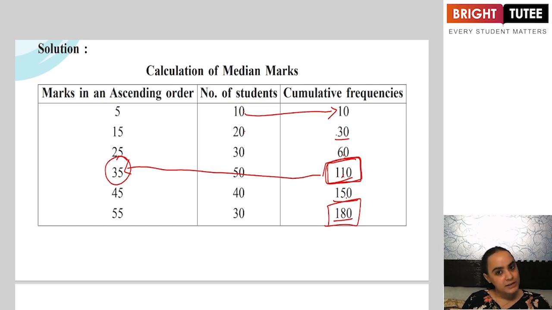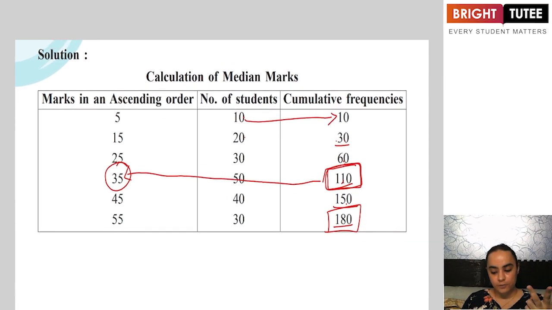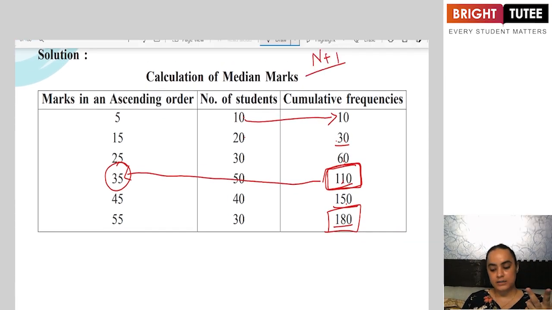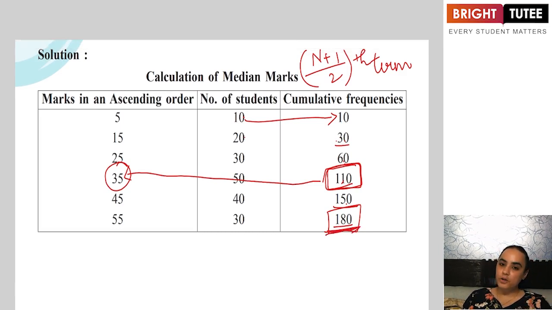So you will first arrange the data, calculate the cumulative frequency, apply the formula that we have learned, that is n plus 1 by 2th term. N is the last digit of your cumulative frequency. Whatever number you get, look at what it is close to, and the marks or the observation corresponding to it will give you your median.